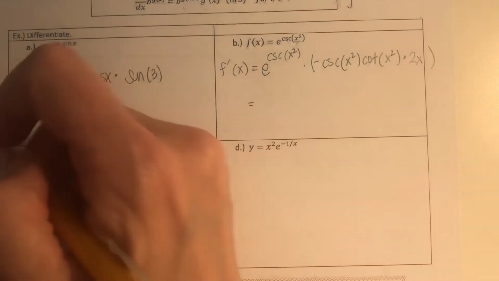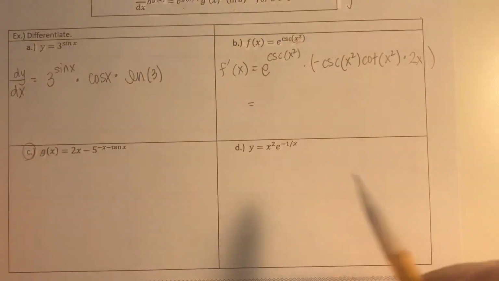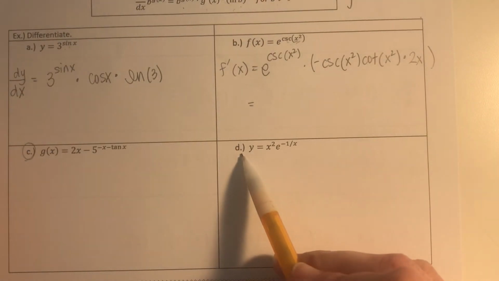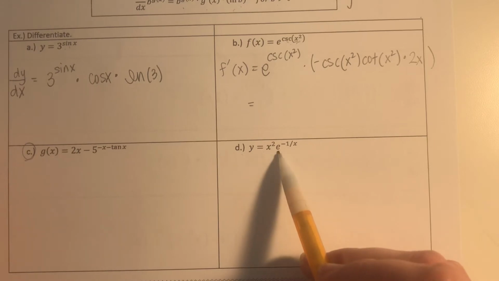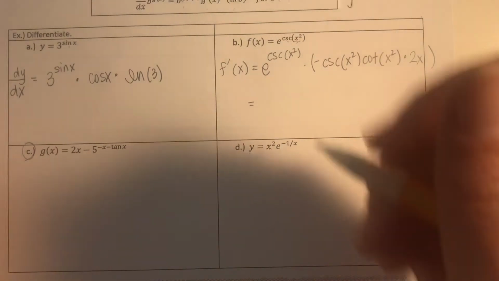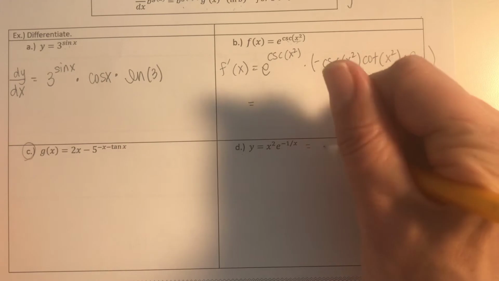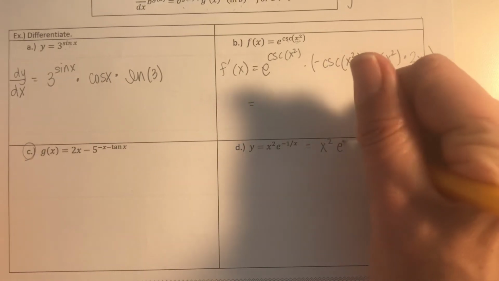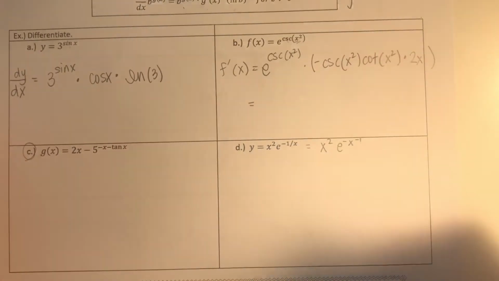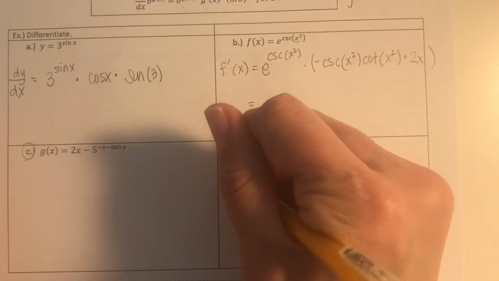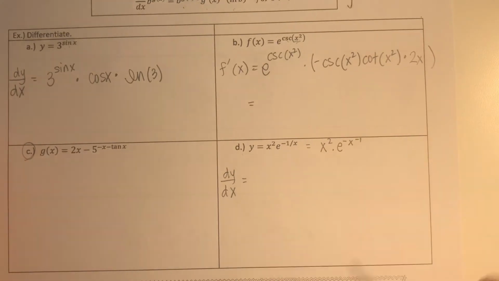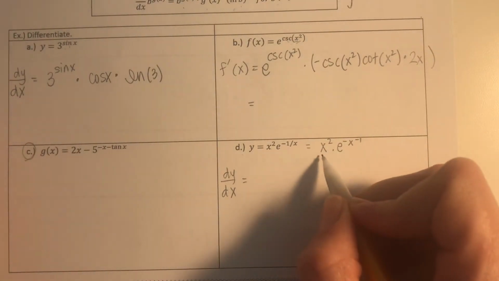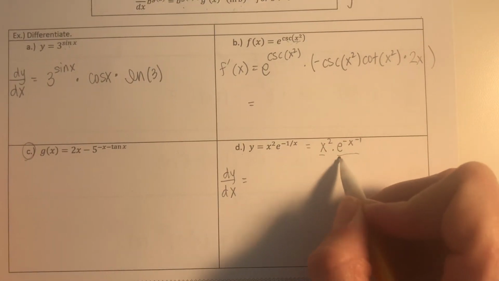I'm going to go ahead and have you guys look at C on your own, but let's jump and look at D. D says y equals x squared times e to the negative 1 over x, and I'm going to go ahead and rewrite this as x squared e to the negative x to the negative 1. So finding our derivative, dy dx equals, and we are multiplying two things that involve an x, so we have to use our product rule.